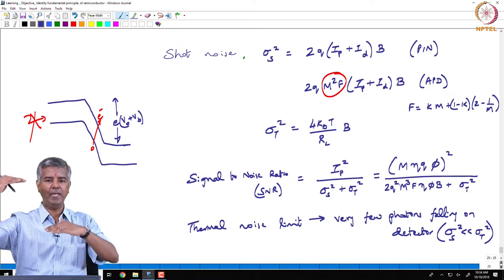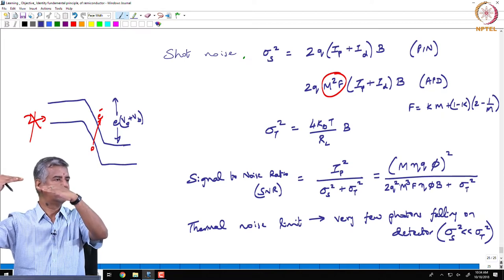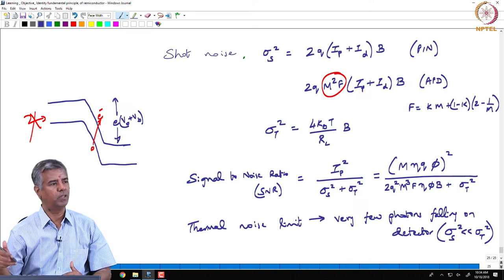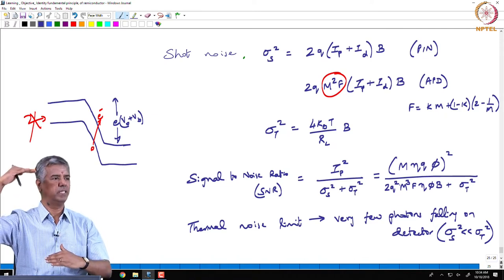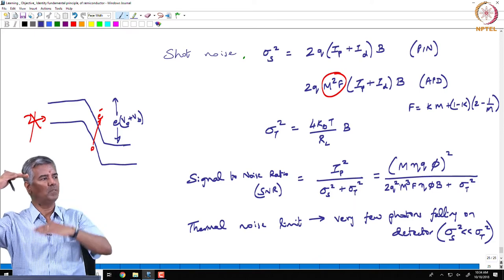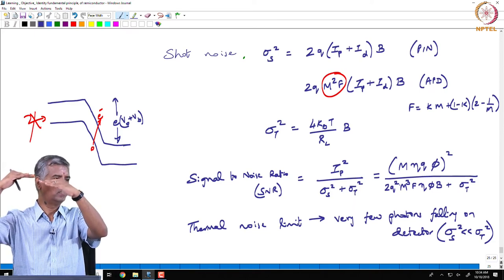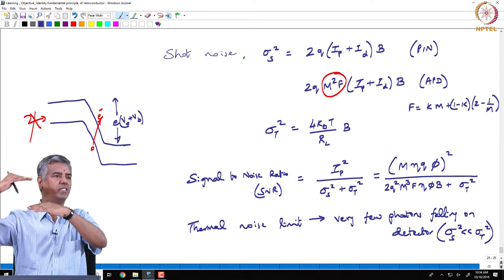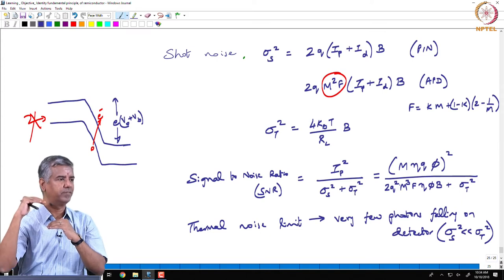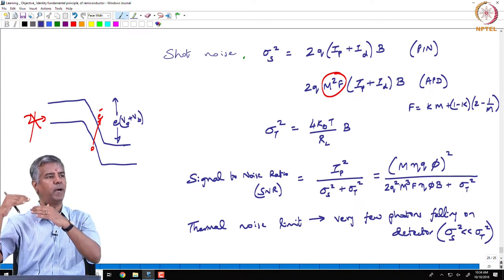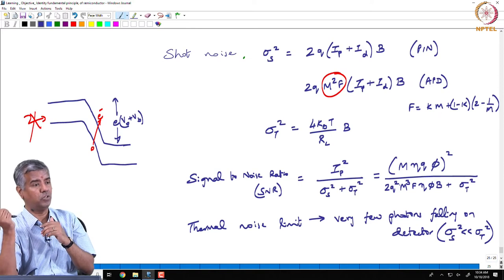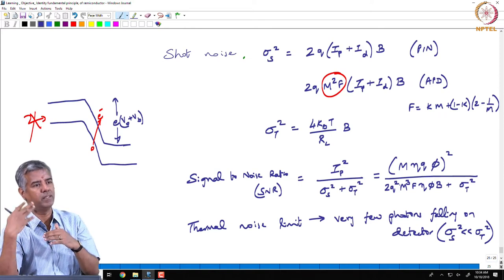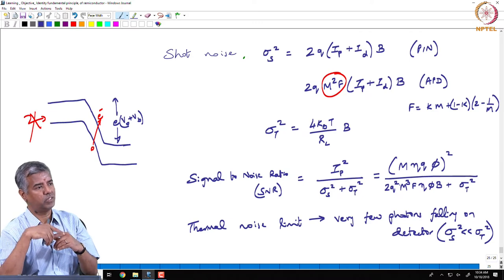Now, if I use my APD, I can afford to go up on my shot noise without affecting the overall noise that is accumulated, right? Because this is so low initially. Now, if I use an APD and increase my gain, my shot noise is going to increase, okay? But until it reaches thermal noise, it is actually not affecting the denominator. Until it becomes comparable to the thermal noise, it is not affecting the denominator. But it is affecting the numerator, right, because that multiplicative gain is contributing to the numerator, okay. So, the overall signal to noise ratio is going to increase.